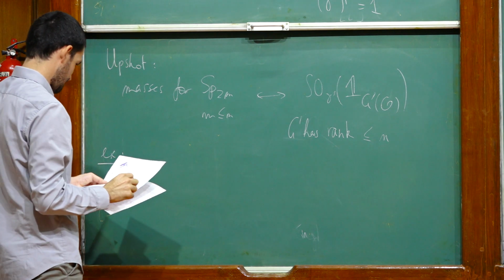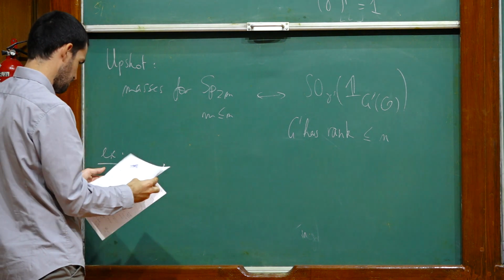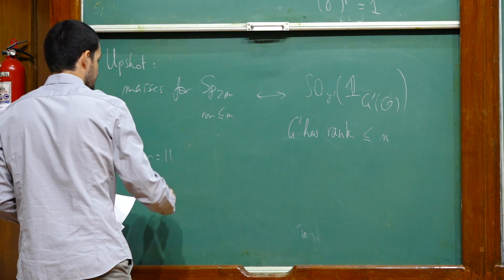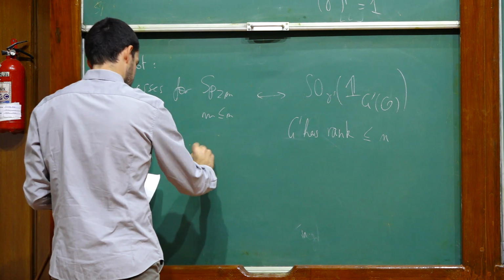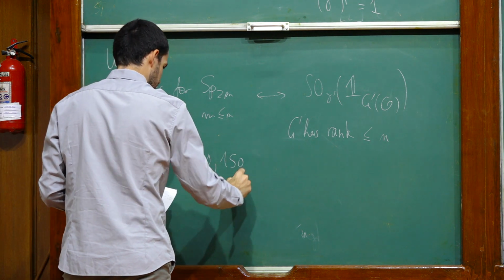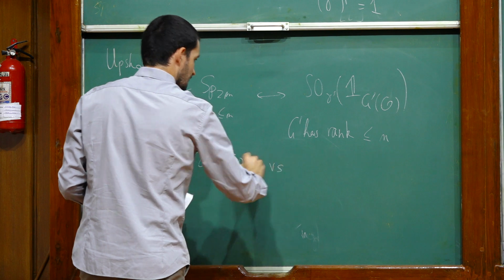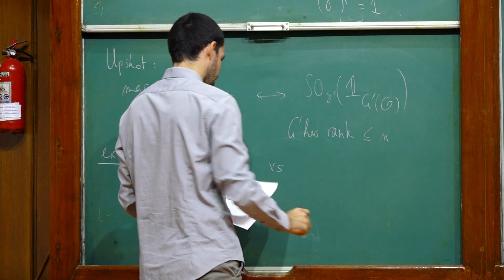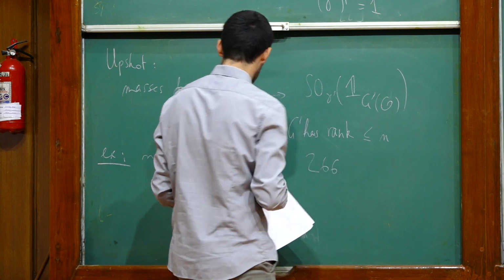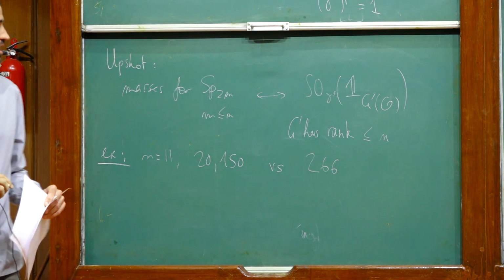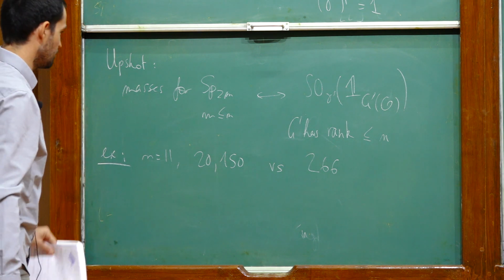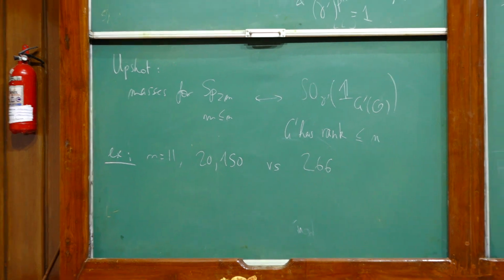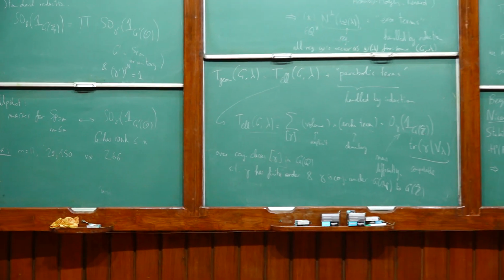And that's actually very useful. So for n equals 11, the number of such places is 20,000 something, and the number of new things that you didn't get from an inductive argument is just 266. So that gives you a great improvement for this second strategy, just because the number of unknowns has decreased considerably.